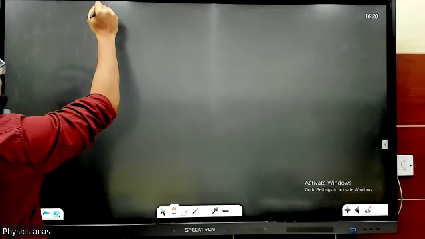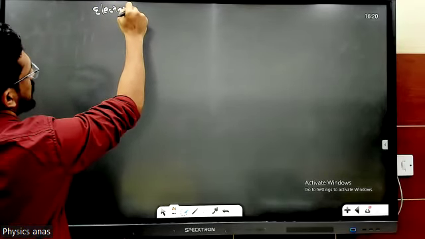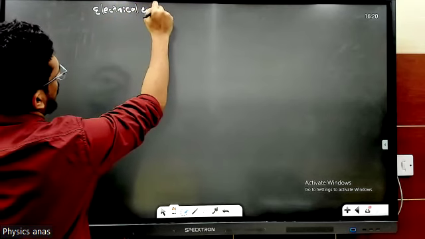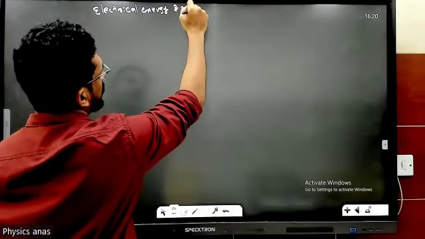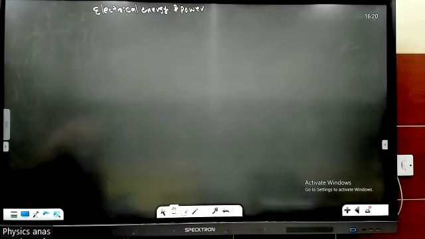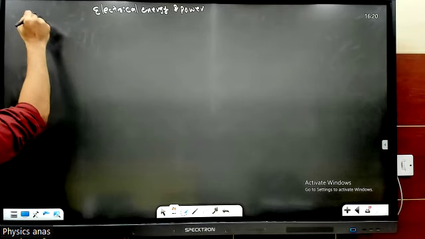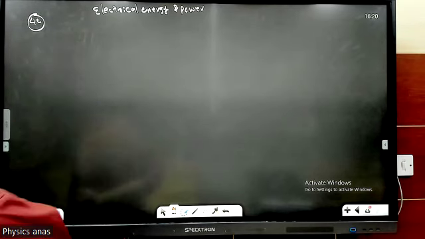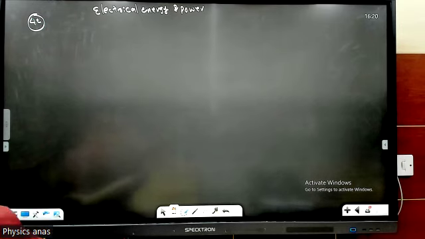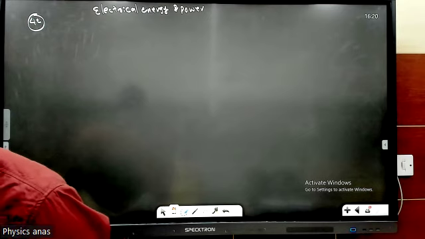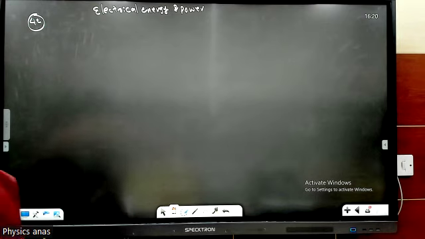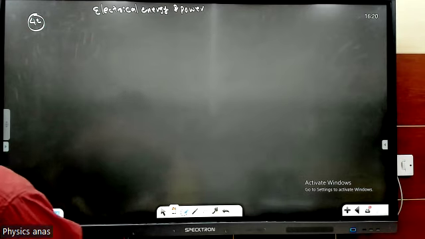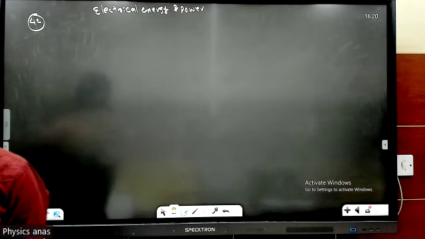Question number 42. The questions are based on electrical energy and power. Just look at question number 42 and read it. The electric power consumed by a 220 volt, 100 watt bulb when operated at 120 volt is what?